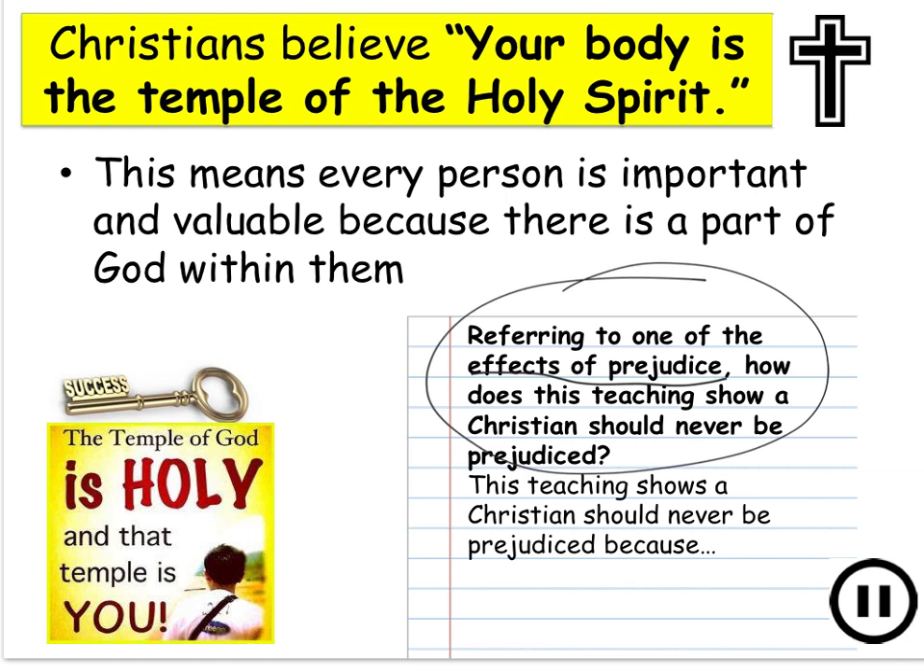Hopefully, you should have got something along the lines of, this teaching shows a Christian should never be prejudiced because they believe that there's a valuable part of God within everyone. This means that they would never commit something like a hate crime because they believe that everybody is just as valuable as each other due to this part of God within them. Killing somebody just because of the colour of their skin doesn't take into account the fact that everybody has a piece of God inside of them.